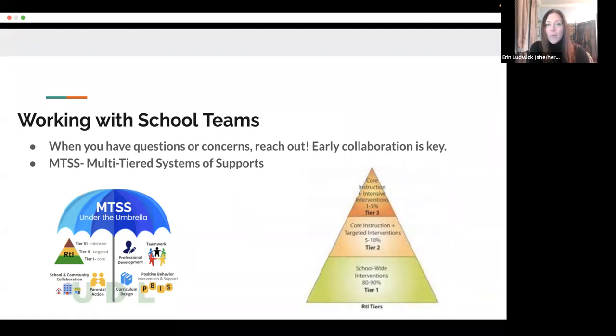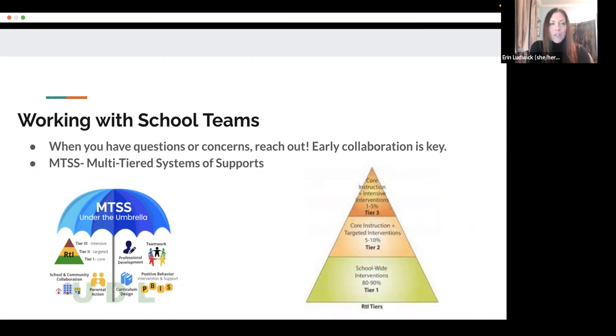Early collaboration is key. One of the questions that was submitted when Grit set out the form was, how do you know when to request a plan? When you have a concern, start asking questions. And then there should be collaboration between you and the school in response to those questions that give you insight as to when maybe what is being provided isn't enough.